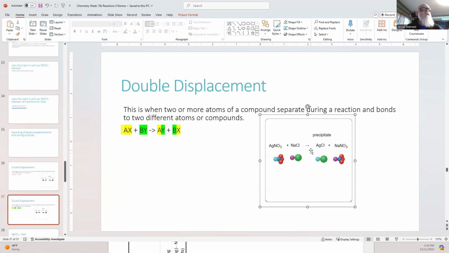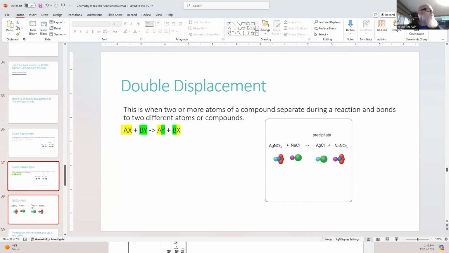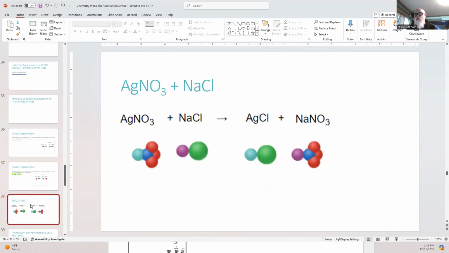I'm not sure where I pulled this from, but this is an example of a double displacement reaction: silver nitrate and sodium chloride. We've actually talked about this. I've mentioned this a couple of times in class. I think I asked you to count how many atoms of oxygen there are in the silver nitrate portion. But you can see here, these reactions are from ionic compounds. We have silver nitrate, which is an ionic compound, and sodium chloride, which is also an ionic compound.